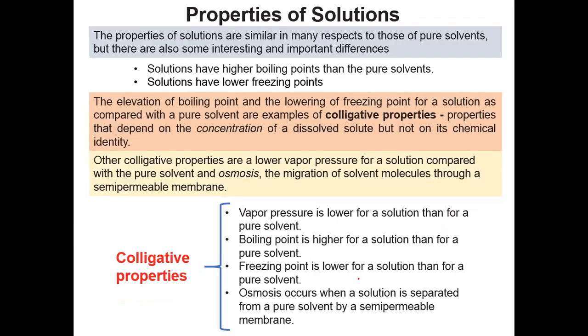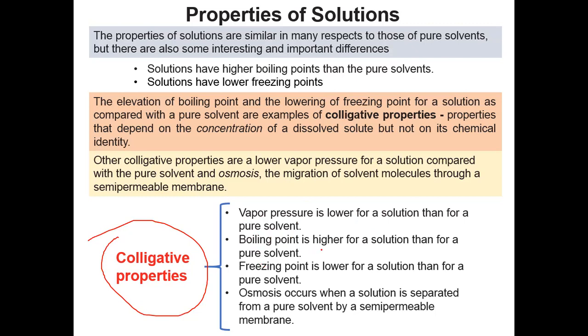All right, so now let's just move to colligative properties. What are colligative properties? You might sometimes meet this kind of number. To understand, it means that the vapor pressure is lower for a solution than for a pure solvent. I'll explain what it means. Let's just go through this.